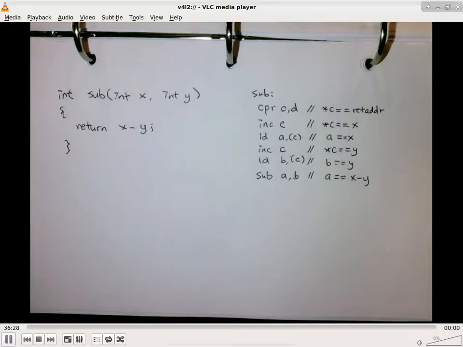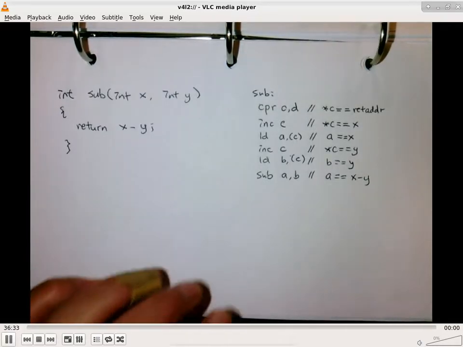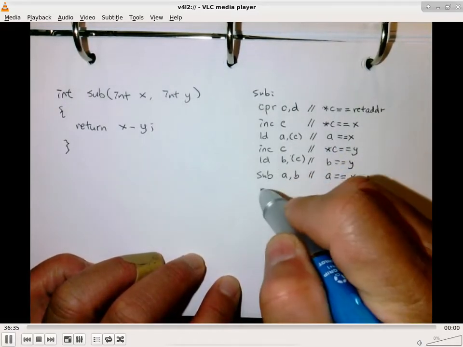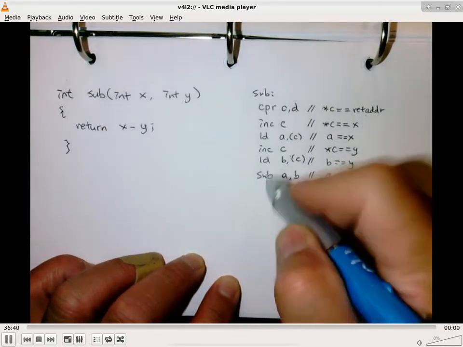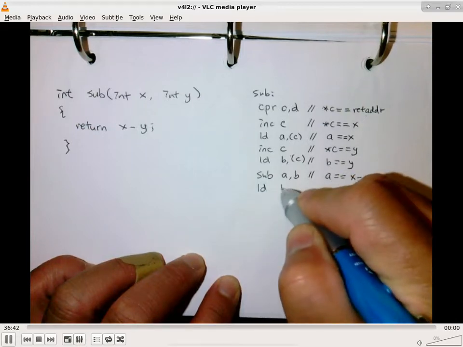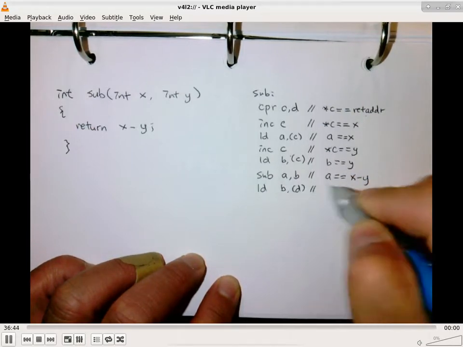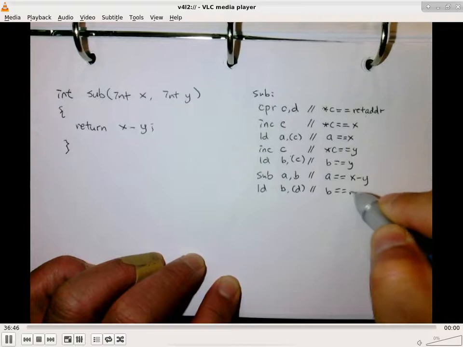Okay, so we got the calculation done. So it's time to return. I got nothing else to do at this point. It's time to return. So when we return, we know that D is still pointing to the return address. So I'm going to say LD B D. So the B is now the return address.